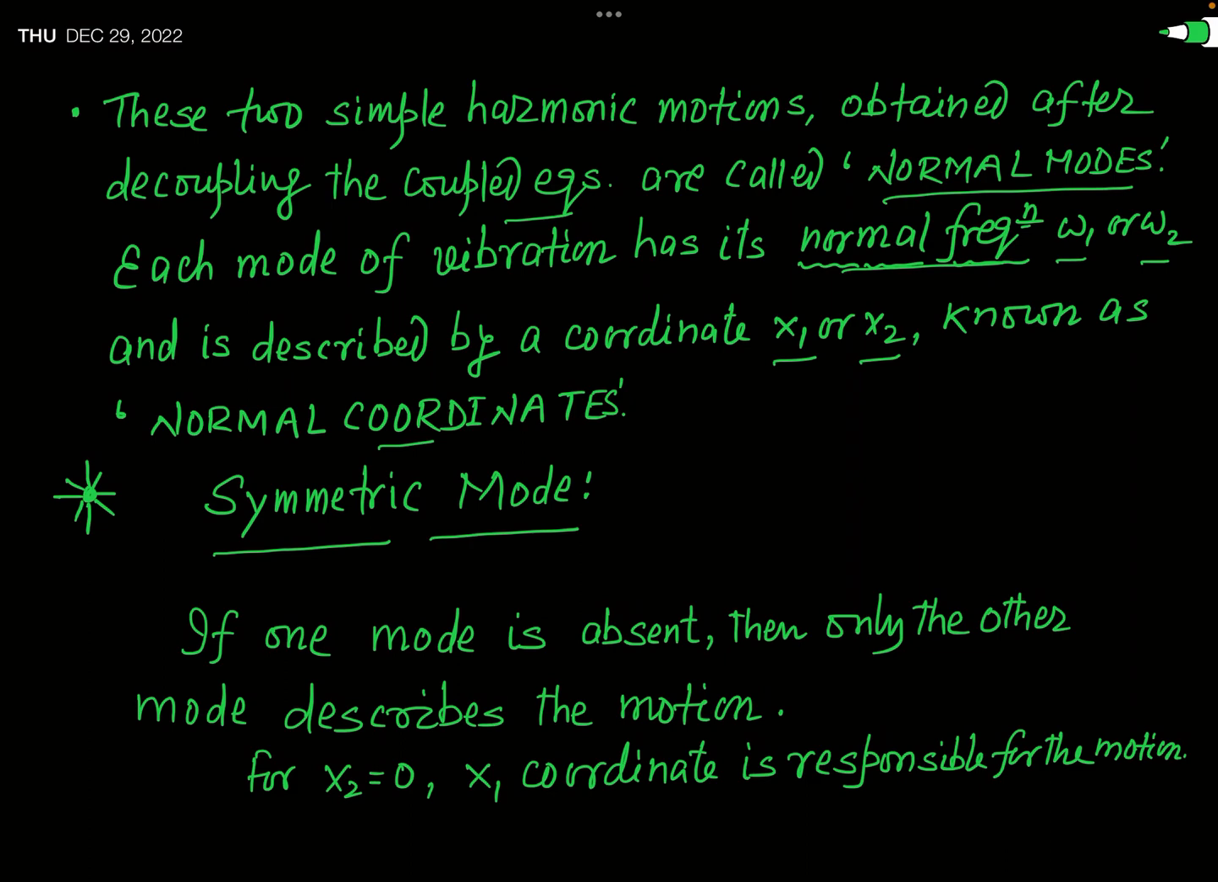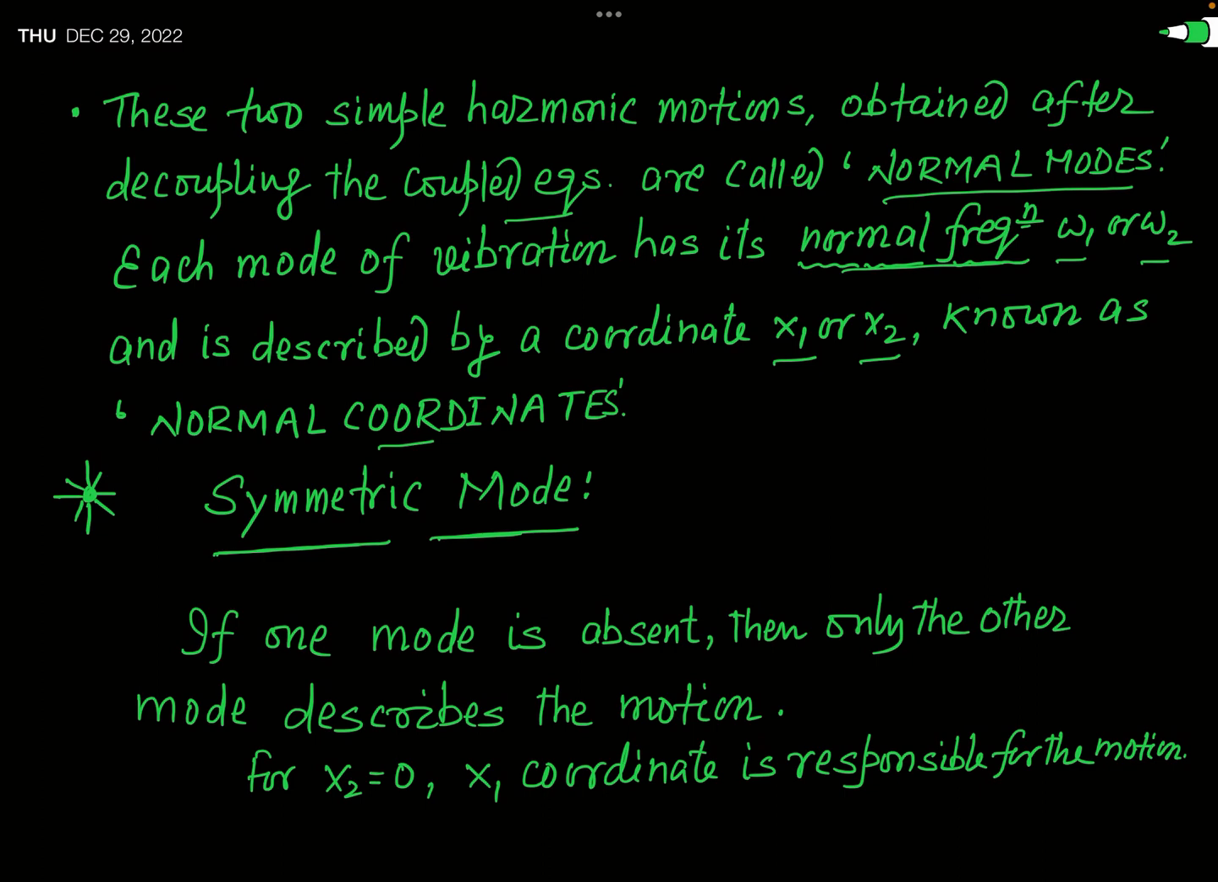Now, in fact, the normal modes of vibration may be of two types. And these two types of normal modes of vibration are called symmetric mode and asymmetric mode. Okay, symmetric mode and asymmetric mode. So let us first of all see what is the symmetric mode of vibration. In fact, as you have seen, there are two modes of vibration in this case, but when we consider that any one mode of vibration is absent, then there will be only one mode of vibration, and that only one mode of vibration will describe the motion.